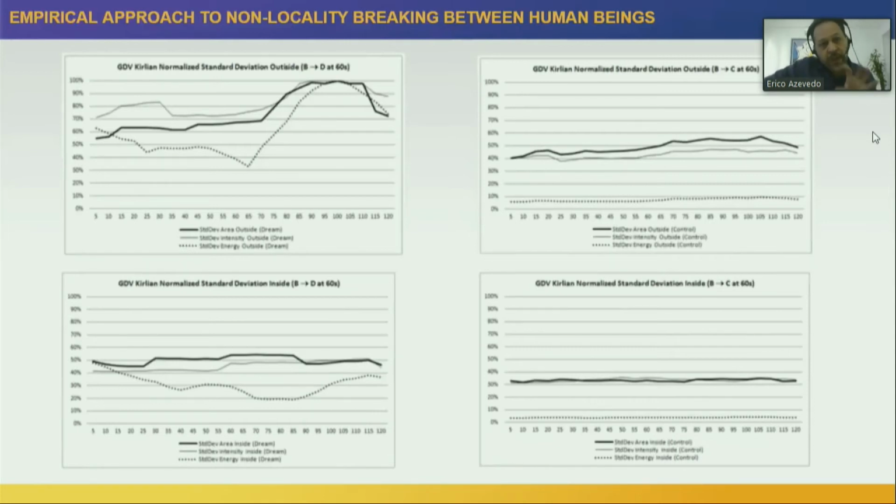So what we can see here is that for the experimental group, for those reading the dream, they all had a very significant effect, of course, that we did all the statistical analysis, ANOVA, Scheffé, and other tests.